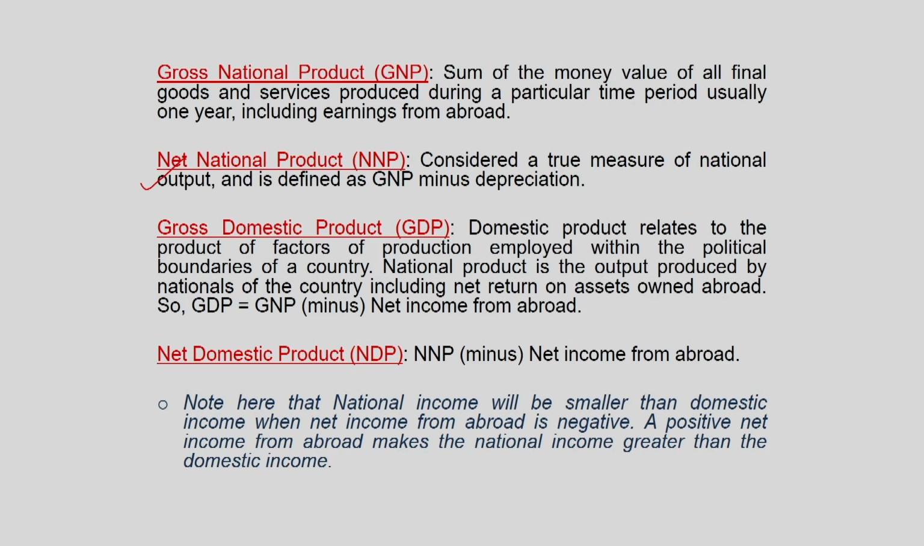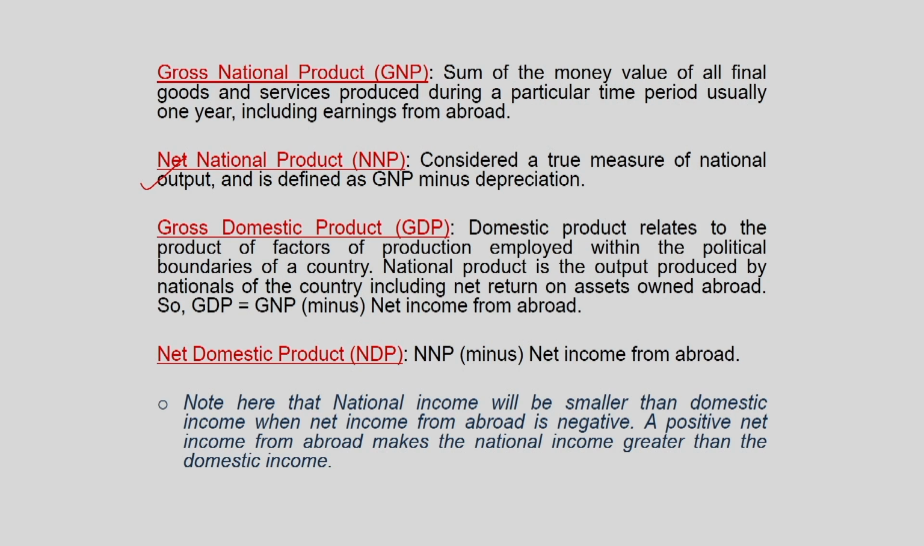Now, NNP is considered a true measure of national output and it is simply defined as GNP minus depreciation. I have already discussed what depreciation means. It is invariably also referred to as capital consumption allowances. NNP is simply GNP minus D, which is depreciation. So, depreciation is deducted from GNP to arrive at NNP since capital stock wears out in the process of production. In other words, the amount of capital equaling depreciation goes out of the production process.